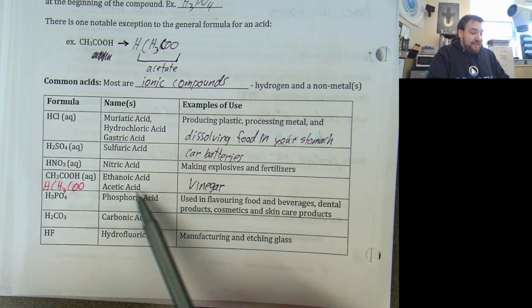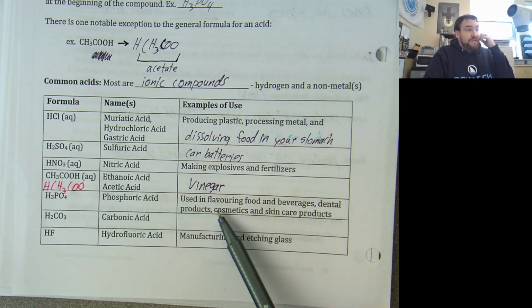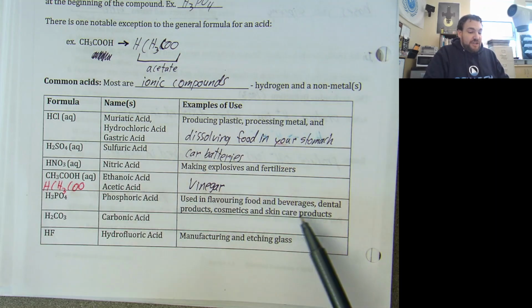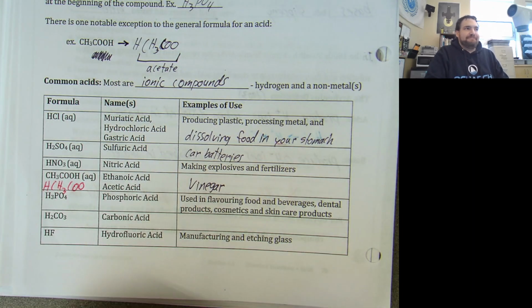We've already written it down, but ethanoic acid, also called acetic acid, is vinegar. Makes food taste yummy. Phosphoric acid is used for a bunch of things. It's used in flavoring for foods and beverages, used in dental products, used in cosmetics and skincare products.